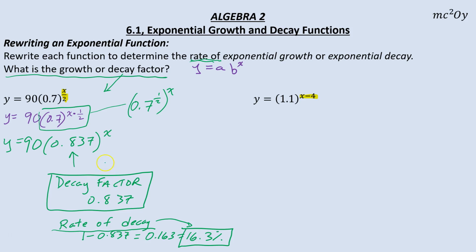So two key terms. The decay factor is the actual numeric value after you subtract from 1. Your actual b term is your decay factor. Whereas your rate of decay is the amount you're subtracting from 1, or adding to 1 if it's growth. So two key terms. Note the difference between decay factor and rate of decay.